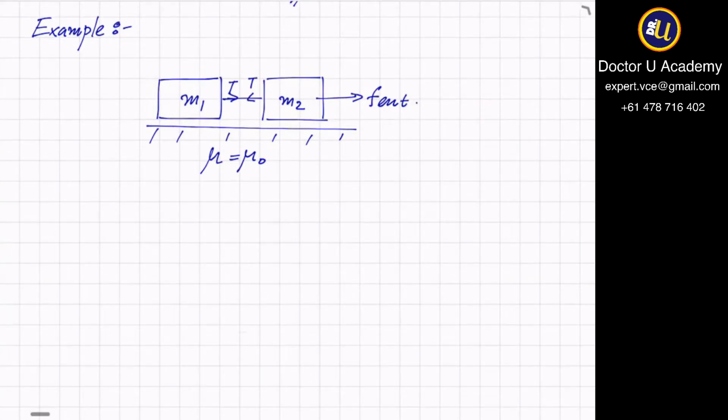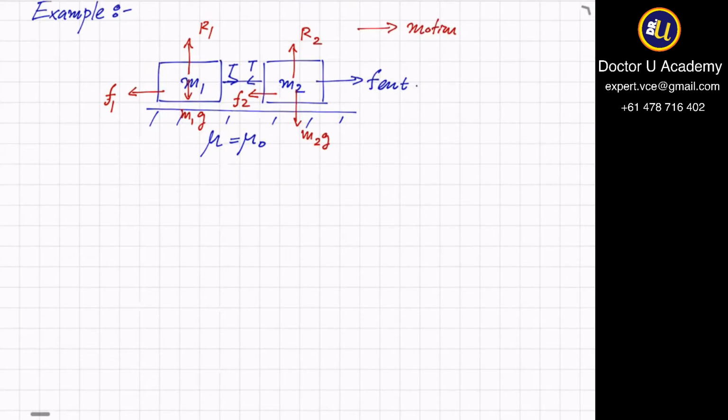There will be only one rope, so the tension would be T. What are the forces acting on this? There are two friction forces, I would say F1 and F2. And we have R1 and here we have m1g. The normal force on m2 would be R2 and the weight would be m2g. The motion is to the right direction.